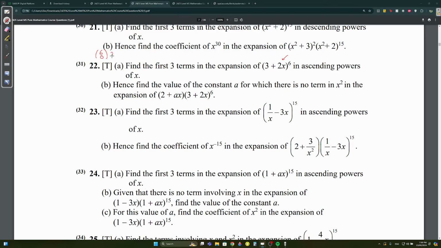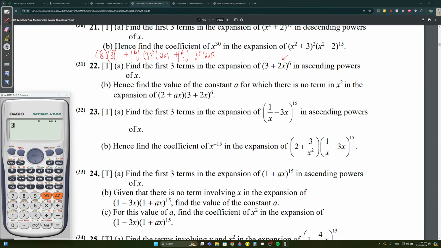6c0, 3 to the power of 6, plus 6c1, 3 to the power of 5 times 2x, plus 6c2, 3 to the power of 4, 2x squared. We didn't write 2x for the first term because it's c0. Let's continue. Substituting, 6c0 is 1, 3 to the power of 6 is 729, plus 6 times 3 to the power of 5 times 2, which is 2916x, and then 6c2.